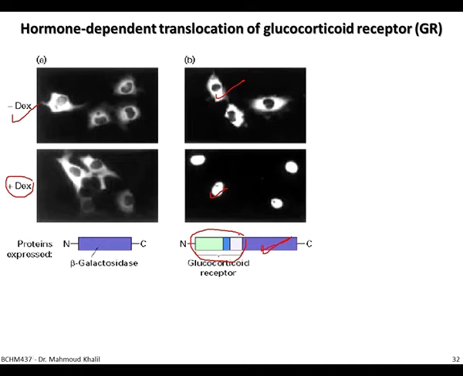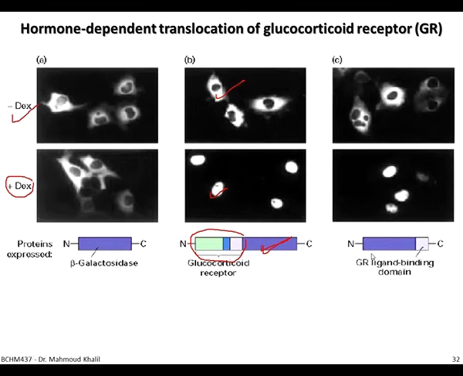So you can see here the effect of the steroid signal or the hormone, DEX, on the localization of the glucocorticoid receptor. But we need to know which of these three regions actually controls this translocation from the cytoplasm to the nucleus. In the third setup, you can see we fused the beta-galactosidase, which emits fluorescence, with only the ligand binding domain, not the whole three regions of the glucocorticoid receptor.